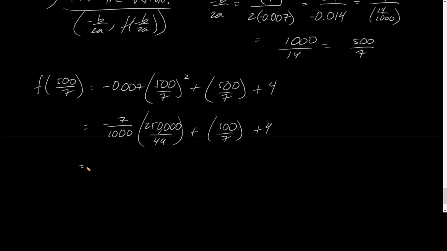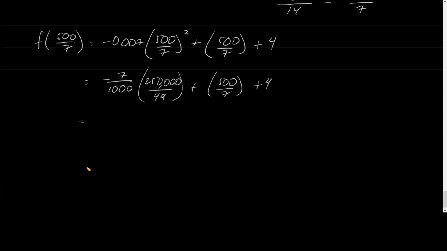All right. What does that give us? Well, let's see. We can reduce a little bit here. This 1,000 gets rid of 1,000 of those. This 7 goes into itself once, into 49 7 times. So what we've got here is negative 250 over 7 plus 500 over 7 plus, well, these are both over 7, so I'm going to put 4 over 7. So 28 over 7. Negative 250 plus 500. Well, it's 250 because it's twice as much as that, right?